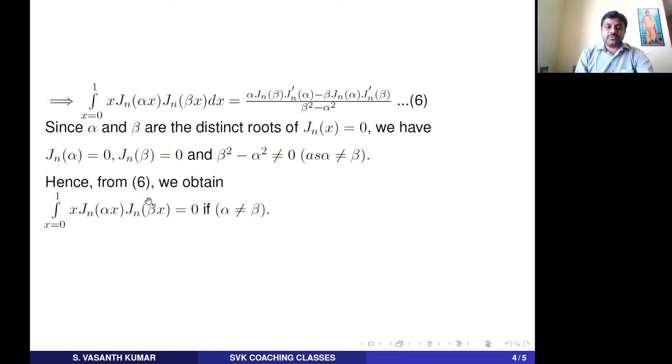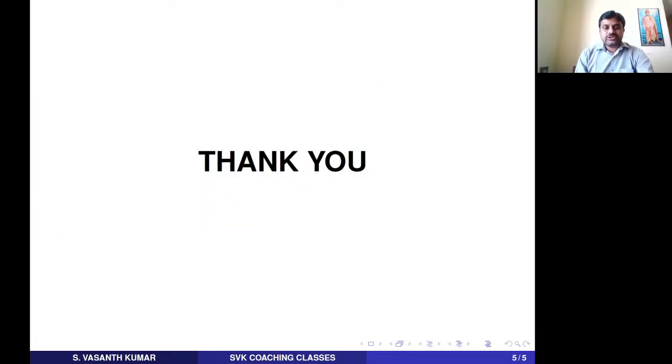So from equation 6 we obtain that the right hand side is 0 if α is not equal to β. Hence we have proved the result: the integral from 0 to 1 of x Jn(αx) Jn(βx) dx is equal to 0 if α is not equal to β, as α and β are two arbitrary constants.